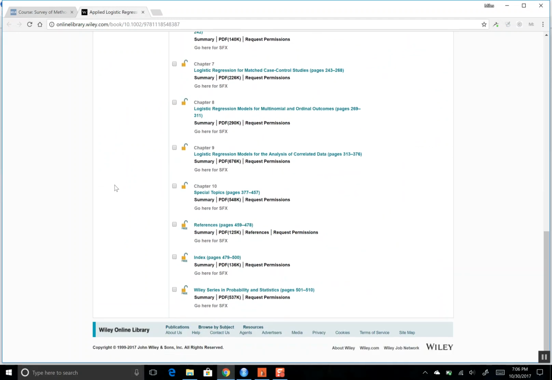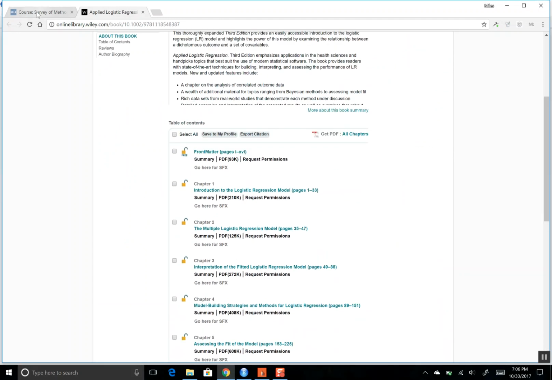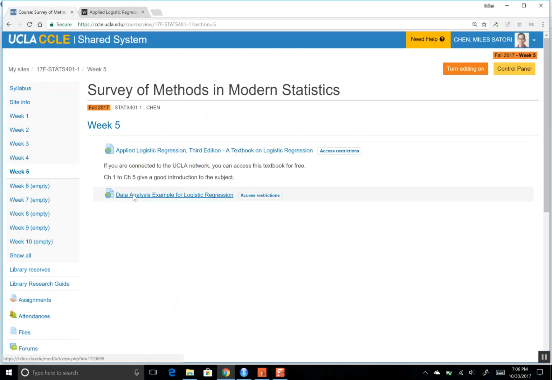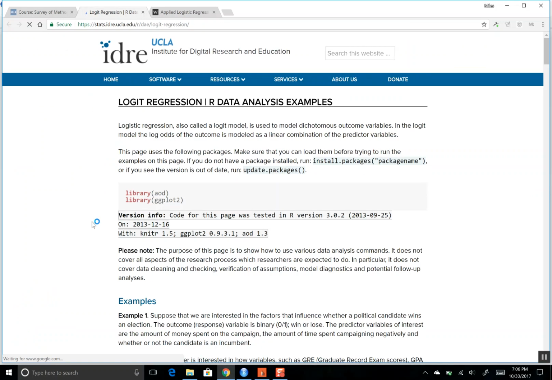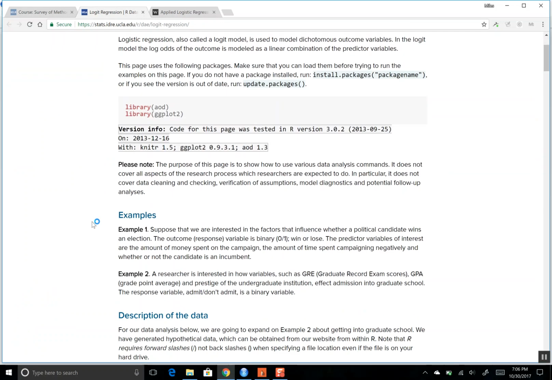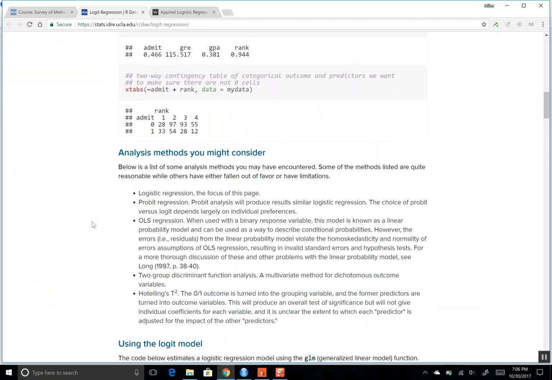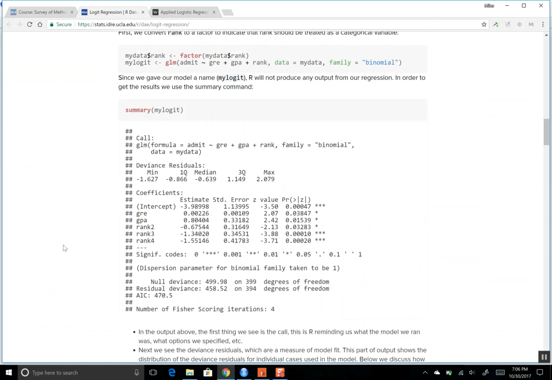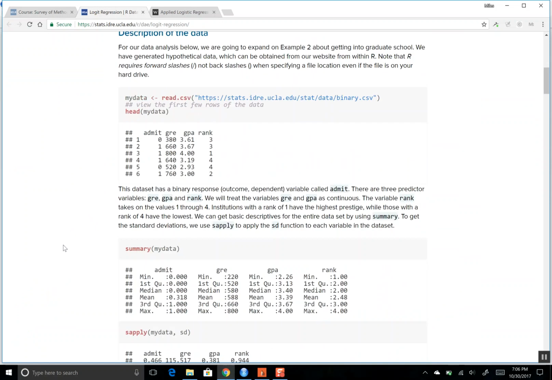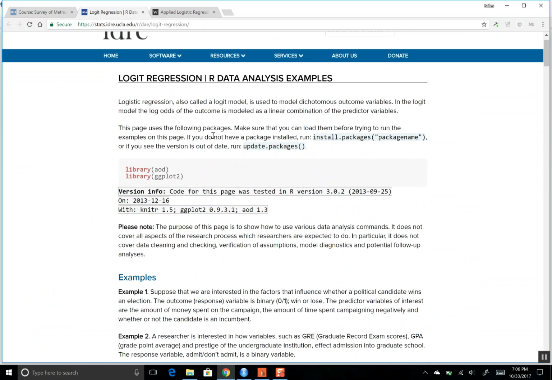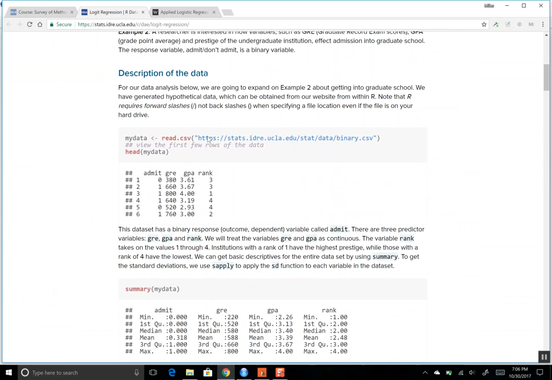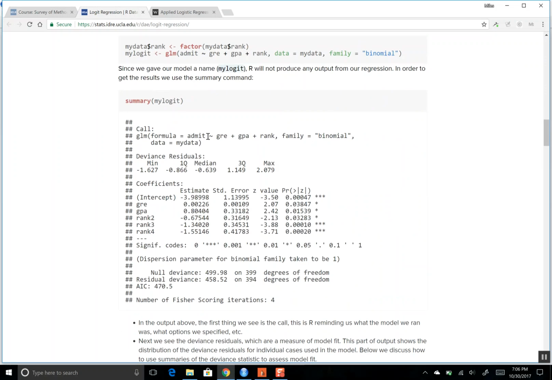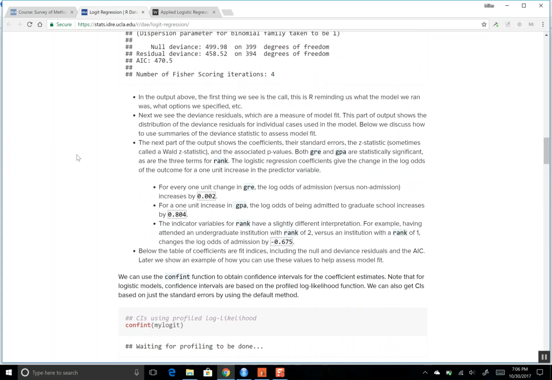This is the textbook. So definitely check out chapter one of the textbook. I was gonna make copies of chapter one and pass that out, but I have to wait for the copy machine to finish. Here's some more, an example analysis here on logistic regression. Okay.